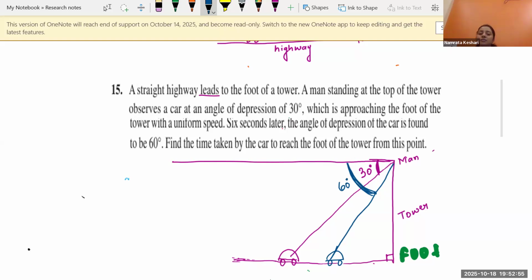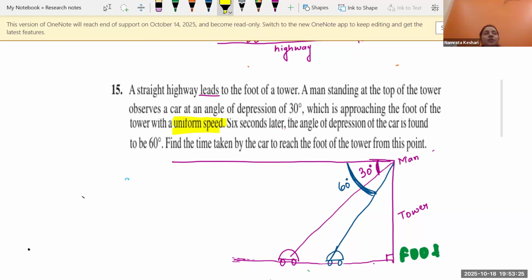Okay, so let's just read it again. A straight highway leads to the foot of the tower. A man standing at the top of the tower observes a car at an angle of depression 30-degree, which is approaching the foot of the tower with a uniform speed. Uniform speed means the speed of the car is not getting changed throughout this journey.